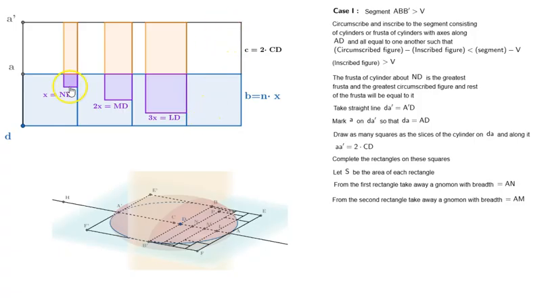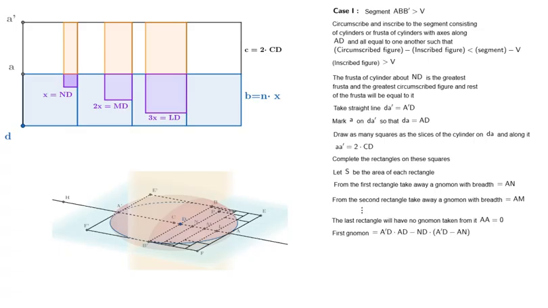Here we are taking this as X. So that means this will become 2X. This will become 3X. You can actually look at this. This is ND, and MD is 2 times ND, because the slices are of equal heights. Similarly, we repeat this exercise for the rest of the slices. Actually, the last rectangle will have no gnomon taken from it because AA is equal to 0.